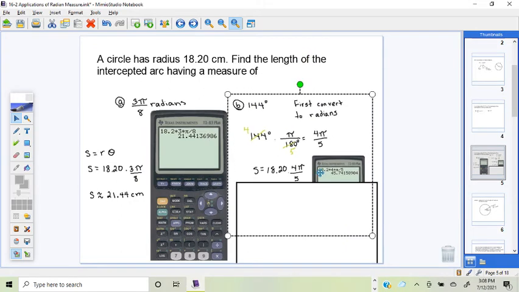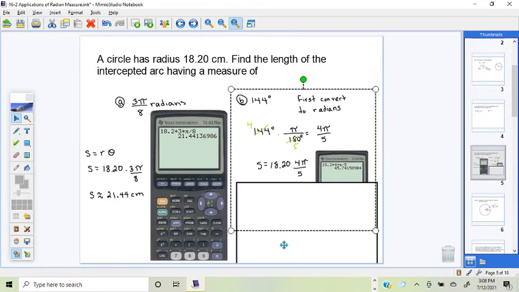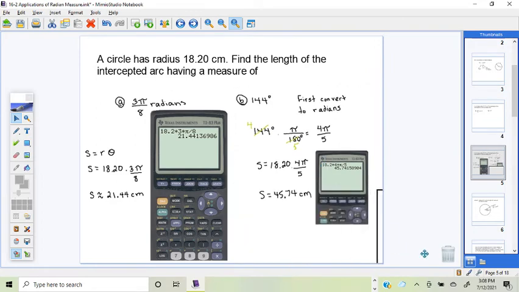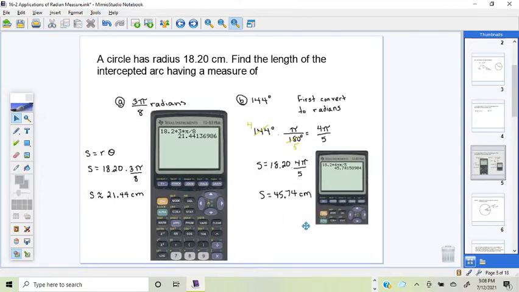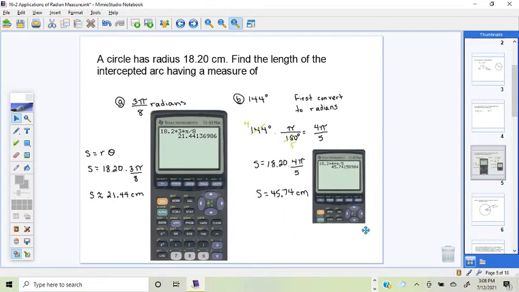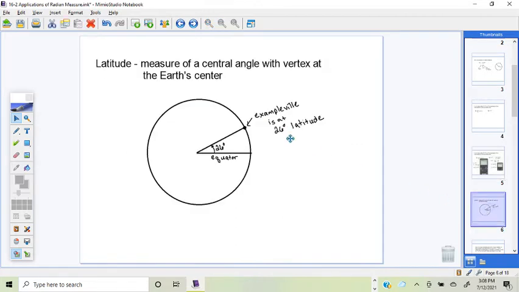And for this one, you probably would be. So we would have that happening. So we have about 45.74 as our final answer to that problem. Okay, so moving right along, let's look at some more on the application side of this.